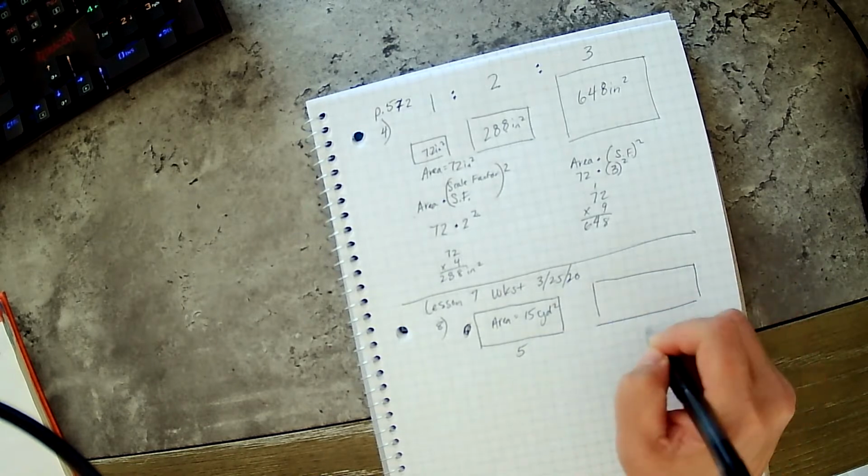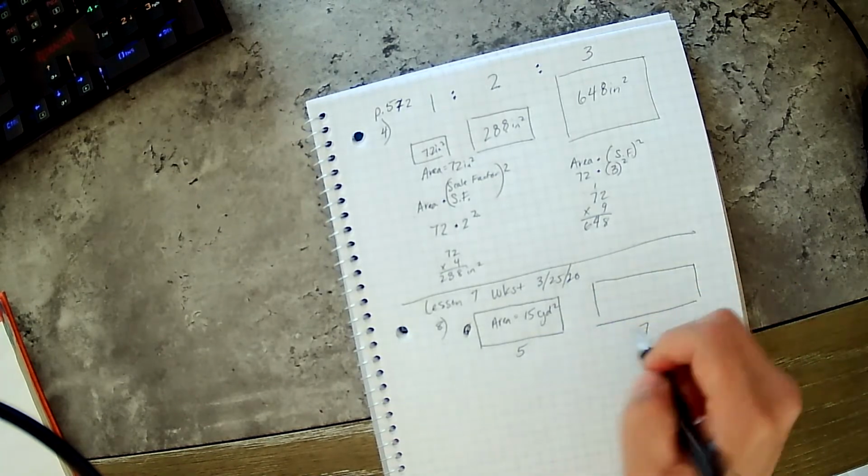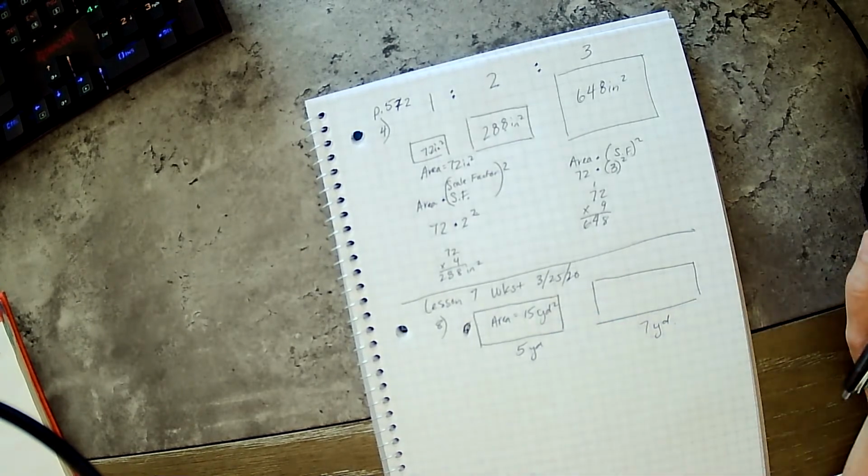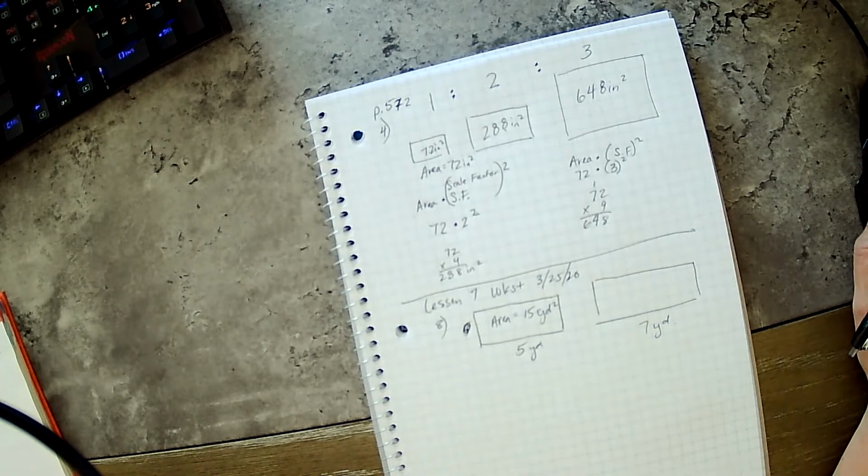Okay, forgive the drawing over here. 7 yards. Okay, so this is yards, yards. Okay. What is the area of the neighbor's flower garden? Round your answer to the nearest whole number.